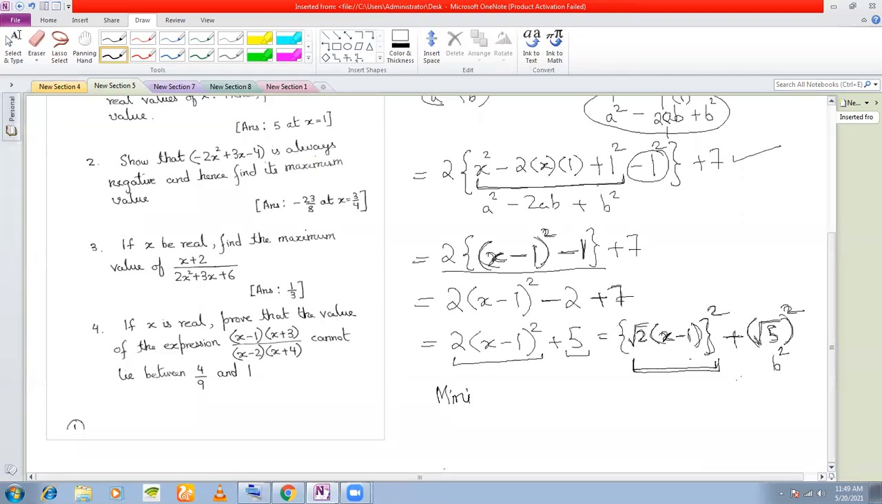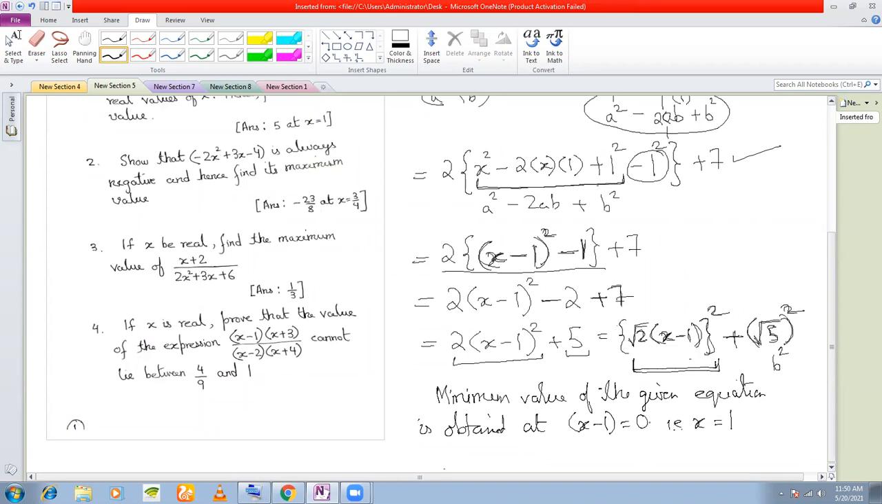Yes, sir. The minimum value of the given expression is obtained at x minus 1 is equal to 0. That is, x is equal to 1. So at x is equal to 1, this expression has minimum value.